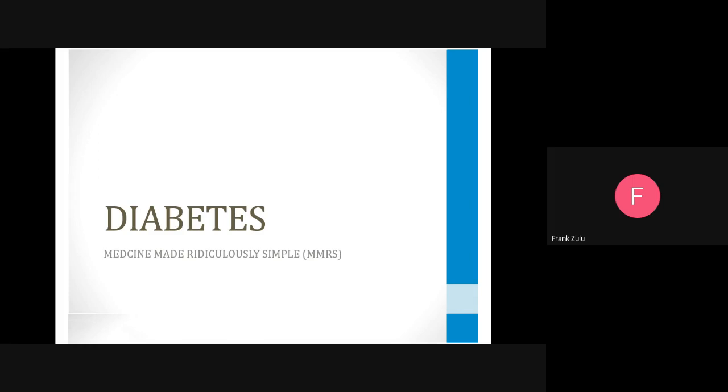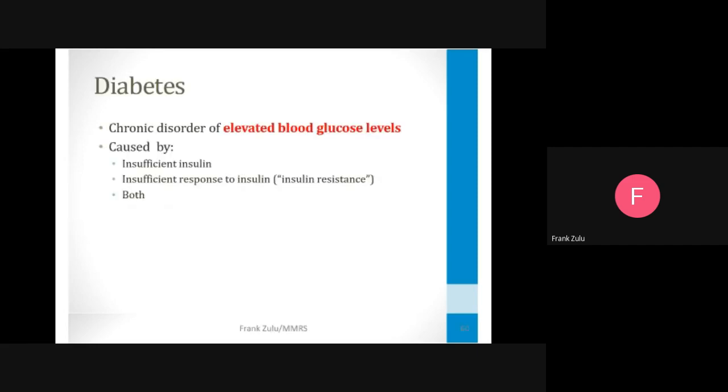We move on to the other part. Okay, diabetes. So diabetes is the opposite of hypoglycemia, meaning when you have high levels of glucose in blood for a long period of time, there is a number attached to it, you see. That's what defines diabetes, okay?